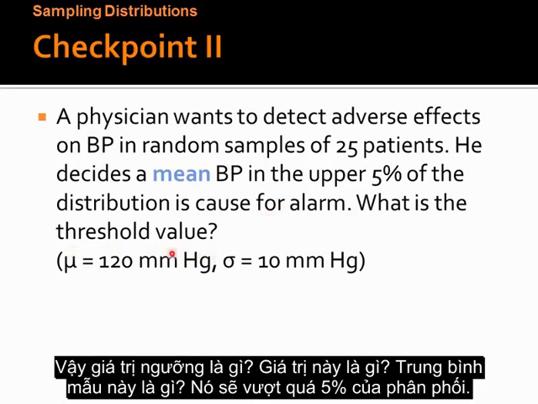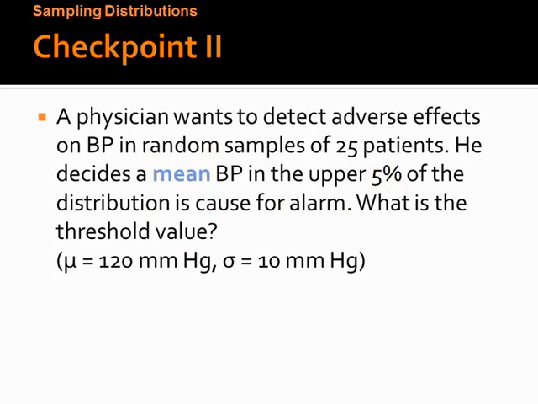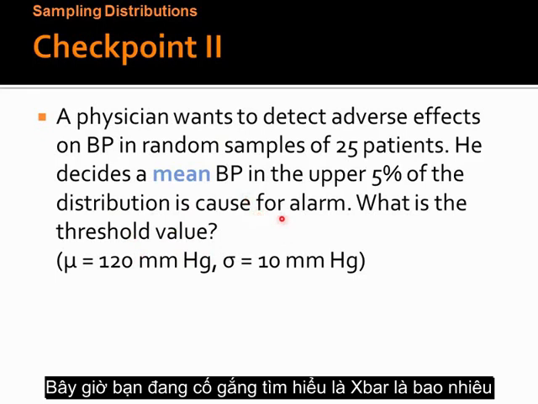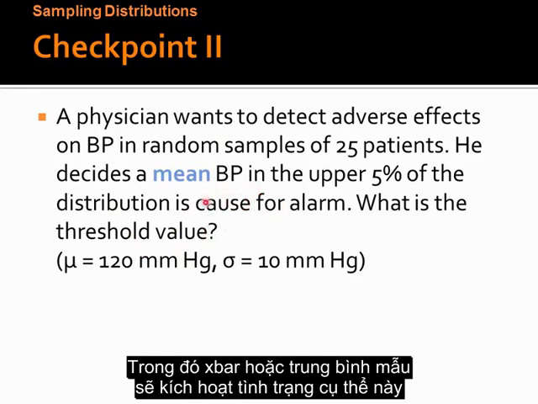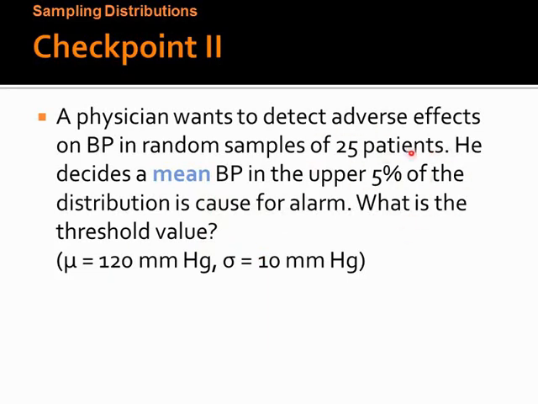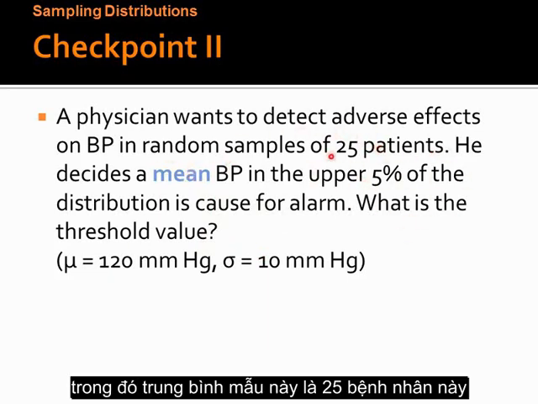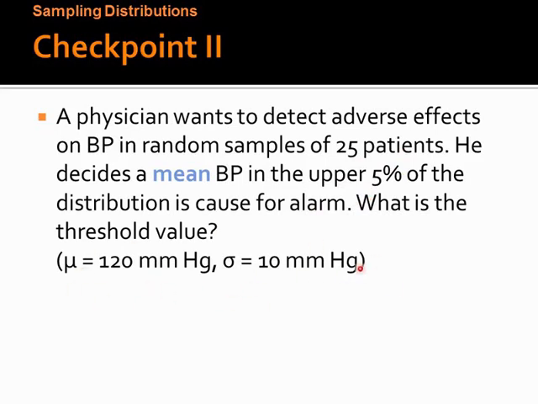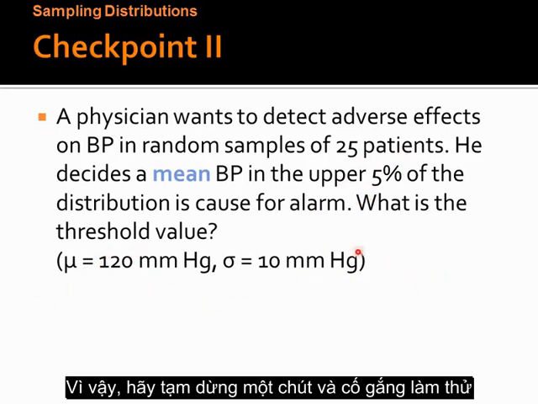So, what is this threshold value? What is this sample mean that would exceed the upper 5% of the distribution? If you think about it that way, you're actually trying to do the same thing as previously, also calculating a z-score, except now you're trying to find out what the x bar is. What is the x bar, or the sample mean, that would trigger this particular condition, where the sample mean of these 25 patients would be greater than 5% of the sampling distribution given these parameters? So pause for a moment and try to do it.